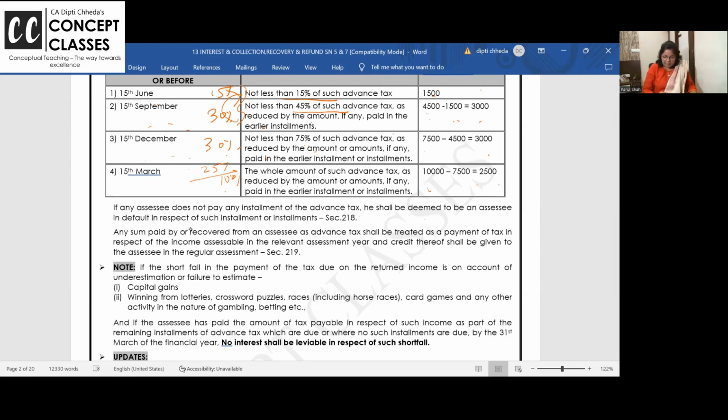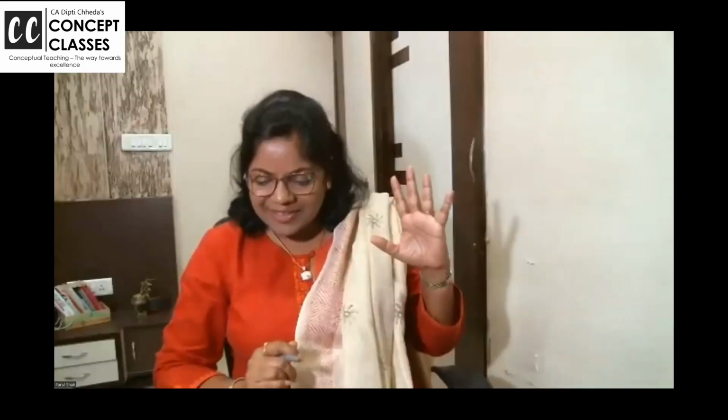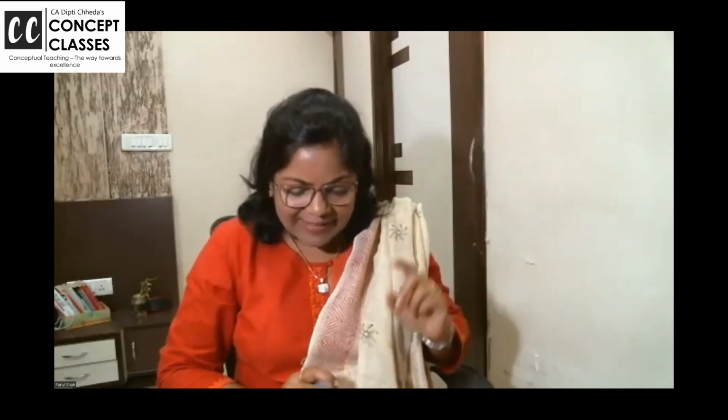Okay. Any sum paid or recovered by SSE as advance tax shall be treated as payment of tax in respect of income in the relevant assessment year, and credit thereof shall be given. So whatever you have paid as advance tax, you will get a credit for that at the end. If it is excess, you will get a refund. If it is less, you have to pay more self-assessment tax. Now this point is logically to be understood. So I will explain and then you will understand it better.